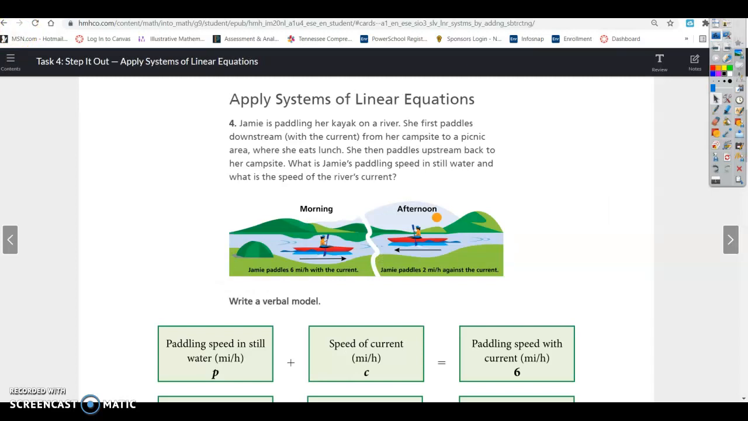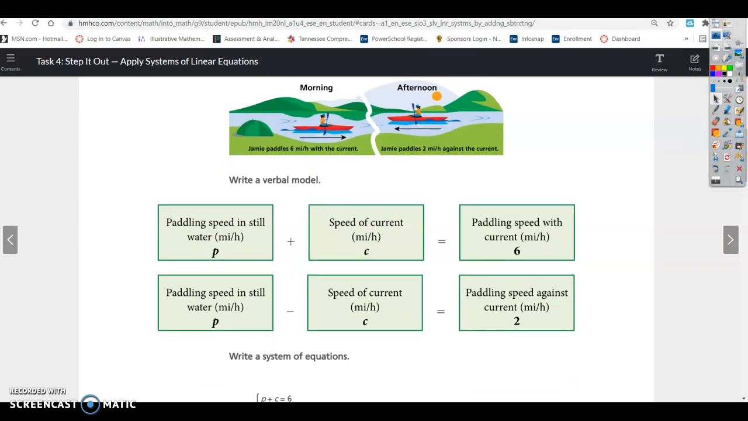Lesson 9.3, task 4. Apply systems of linear equations. All right, question 4. Jamie is paddling her kayak on a river. She first paddles downstream with the current from her campsite to a picnic area where she eats lunch. Then she paddles upstream back to her campsite. What is Jamie's paddling speed in still water, and what is the speed of the river's current? All right, so you can see in the morning, Jamie paddles 6 miles per hour with the current. In the afternoon, she paddles 2 miles per hour against the current. So, it's harder to go upstream. It's harder to paddle against the current than with the current.